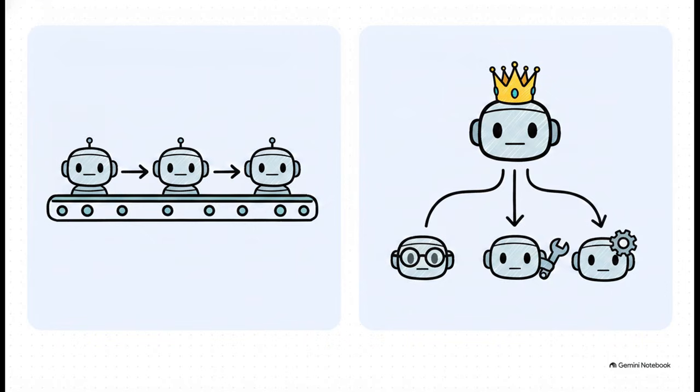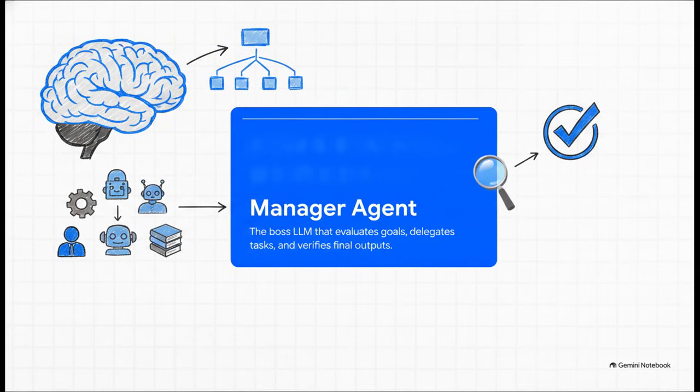But as you know, real-world, complex projects rarely work in a perfectly straight line like that, right? They require a hierarchical structure, where work is dynamically delegated on the fly based on the exact situation at hand. And this is exactly where we introduce the manager agent. Think of the manager agent as your overarching, highly capable project manager. This is a specific LLM whose entire persona, its whole reason for being, is dedicated to evaluating the grand goal. It looks at the team of agents available, decides who is best suited for which subtask, and then rigorously verifies the final output to ensure absolute quality.